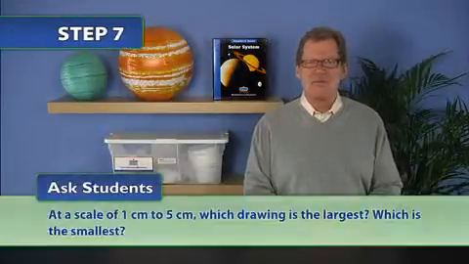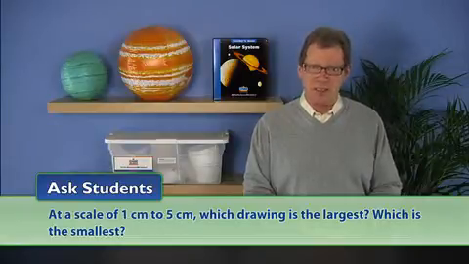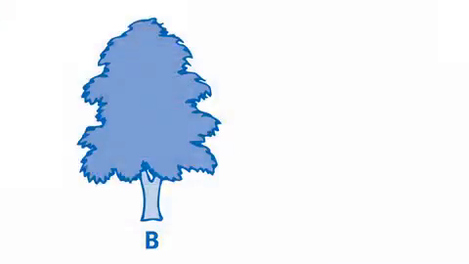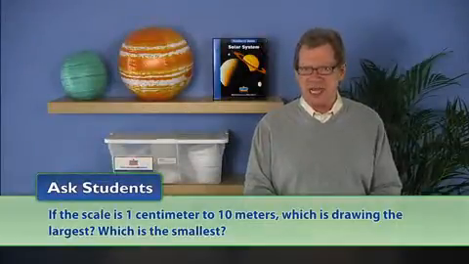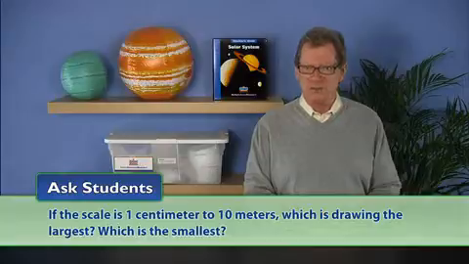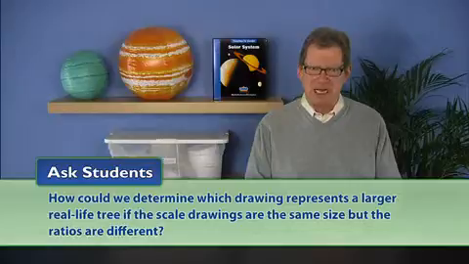Ask students, at a scale of 1 centimeter to 5 centimeters, which drawing is the largest? Which is the smallest? Students should identify tree B as the largest and tree A as the smallest. Then ask, if the scale is 1 centimeter to 10 meters, which drawing is the largest? Which is the smallest? In this scenario, students should identify tree E as the largest and tree F as the smallest. Finally, ask students, how could we determine which drawing represents a larger real-life tree if the scale drawings are the same size but the ratios are different? Students should deduce that if the second number in the ratio is higher, the scale represents a taller actual tree.